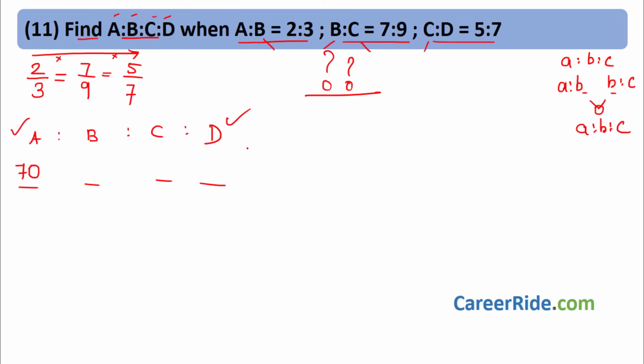What is the last value? Just multiply the denominators. Exactly opposite, right? 3 into 9 into 7. 9 sevens are 63. 63 into 3 is 189. Okay, so we got the first and last value. Okay, very easy. Now how to calculate these middle values?